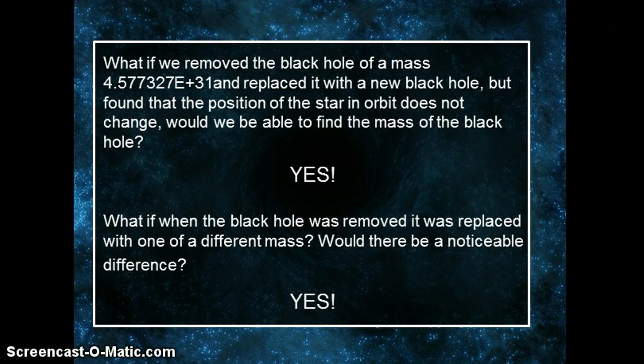But what if, when the black hole was removed, it was replaced with one of a different mass? Would there be a noticeable difference? Yes. If the mass of the black hole increased, then the gravitational force acting on both objects by each other would increase as well. From what I know about the net forces acting on an object and how it in turn affects momentum and instantaneous change in position, the path of orbit by the star would differ from that with the original black hole.